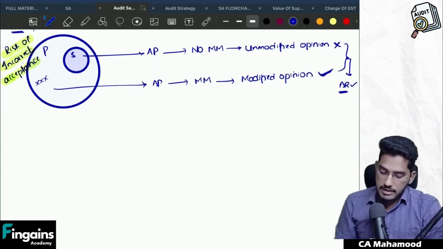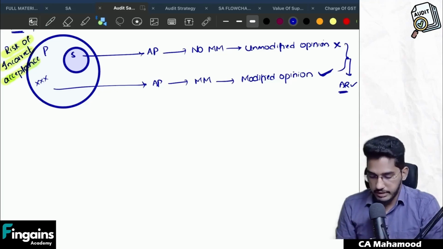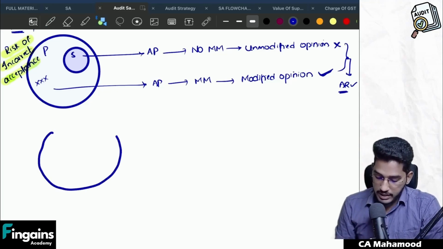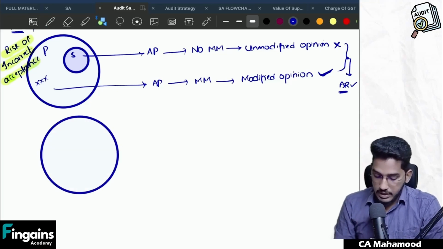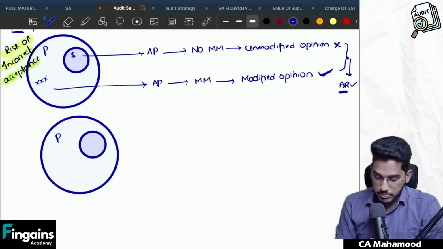Next, let us have a look at another scenario. Sir, how to look at it the other way around? So assume that there is an entire population. Once again, this entire population contains various transactions, entries in the books of accounts. What I have done is I have taken one small sample from this entire population.